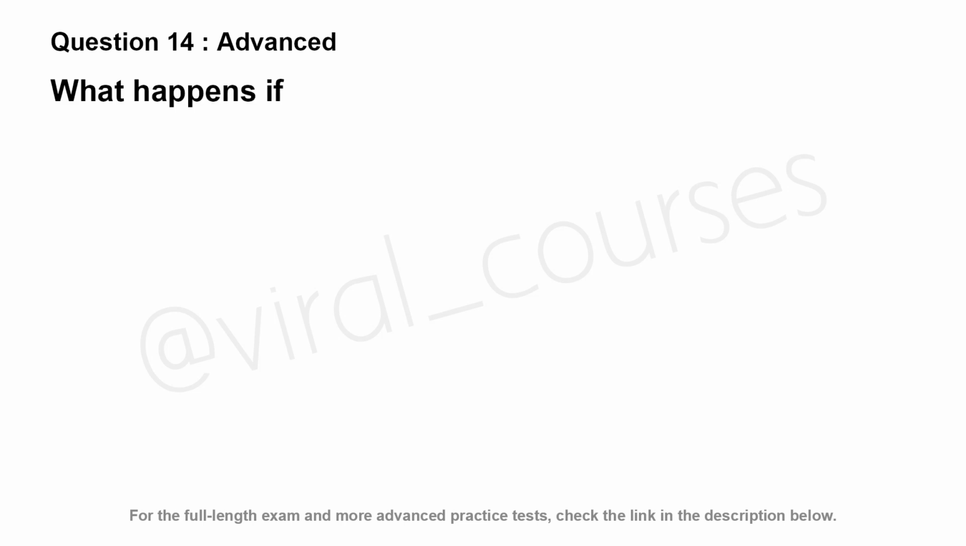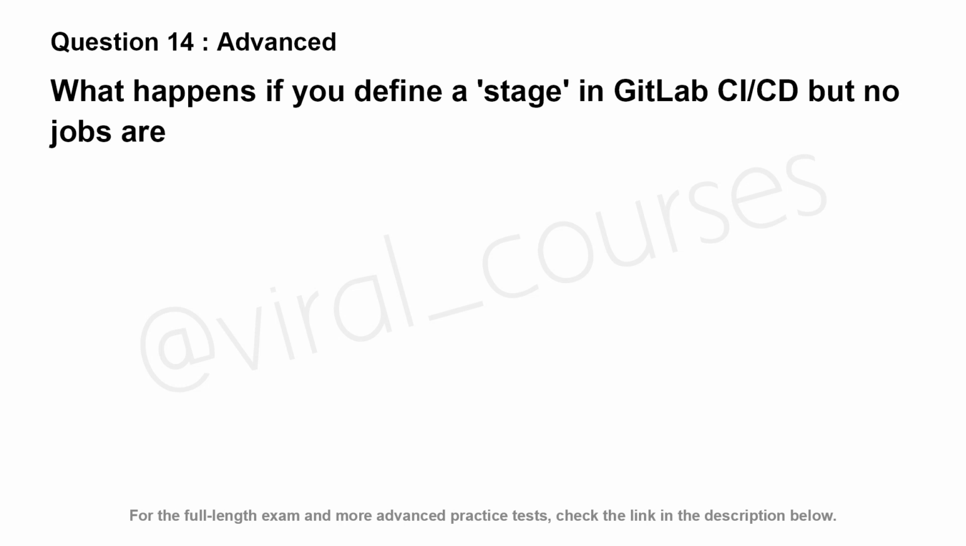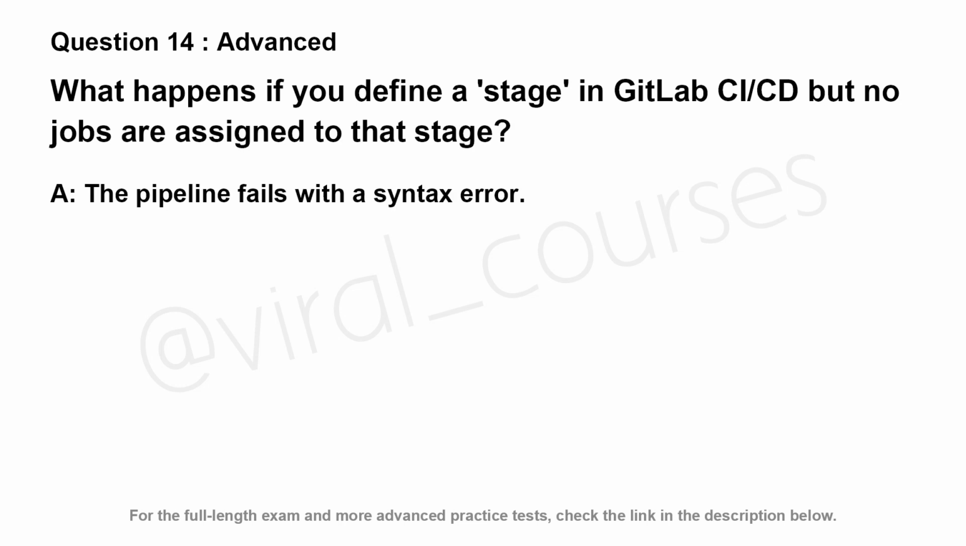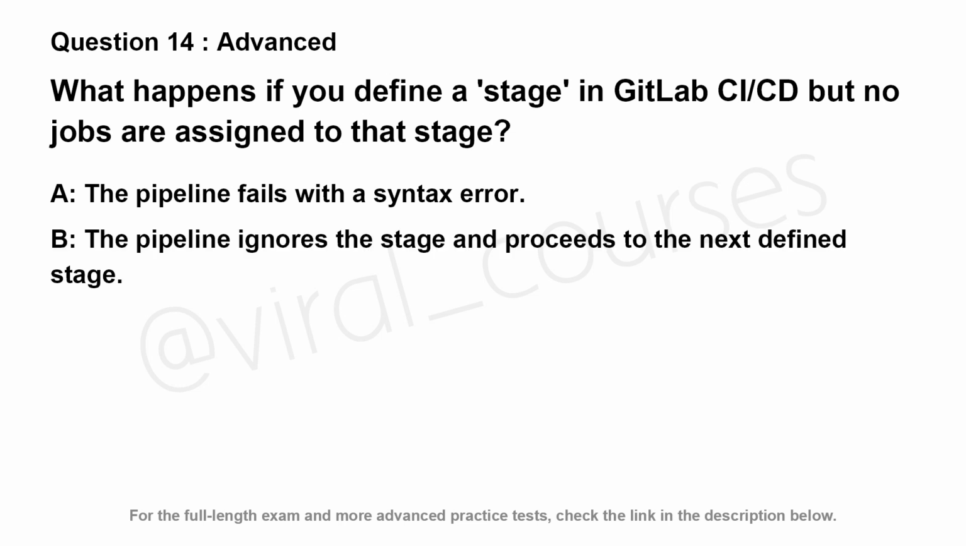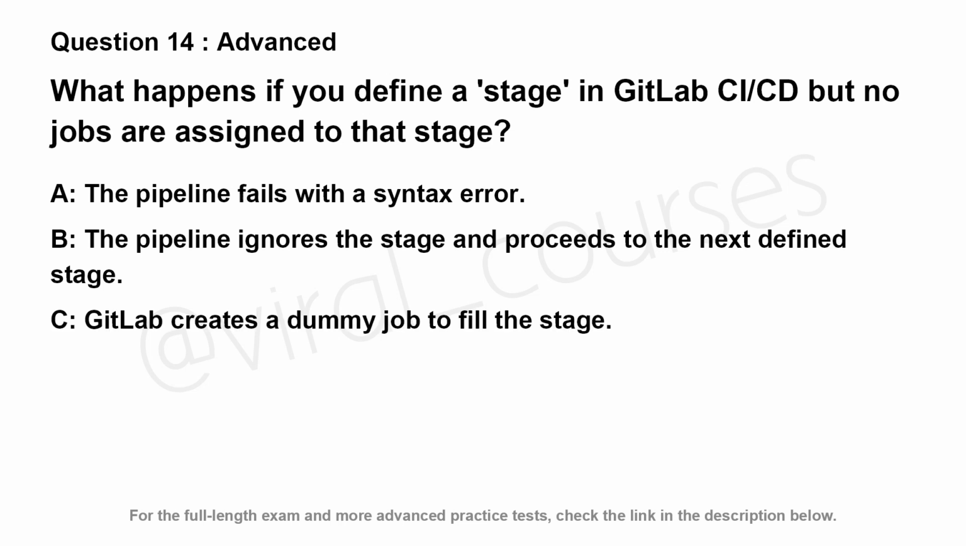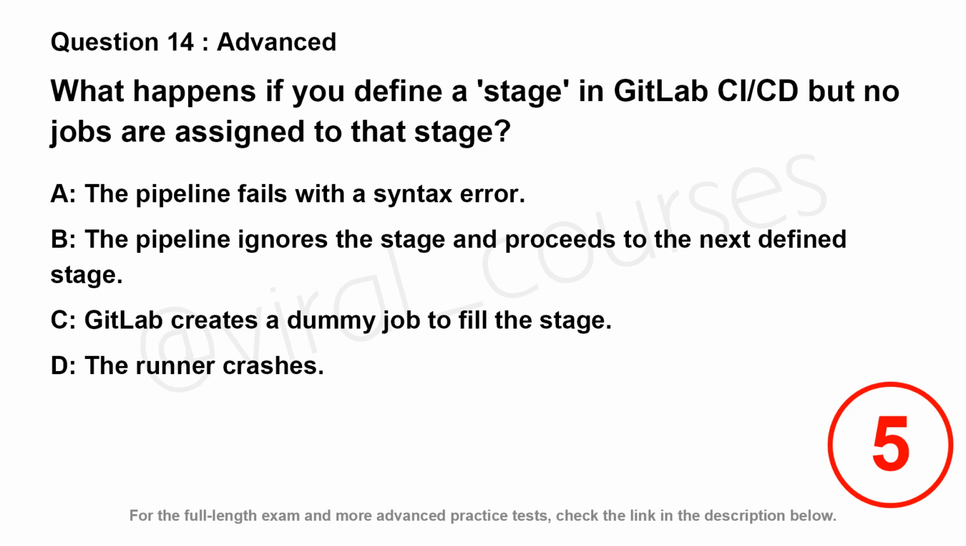What happens if you define a stage in GitLab CI/CD but no jobs are assigned to that stage? Option A. The pipeline fails with a syntax error. Option B. The pipeline ignores the stage and proceeds to the next defined stage. Option C. GitLab creates a dummy job to fill the stage. Option D. The runner crashes.